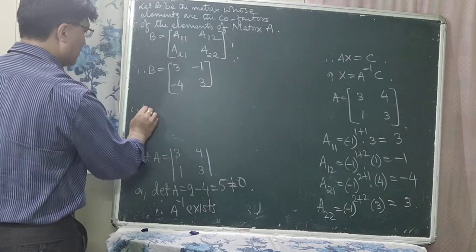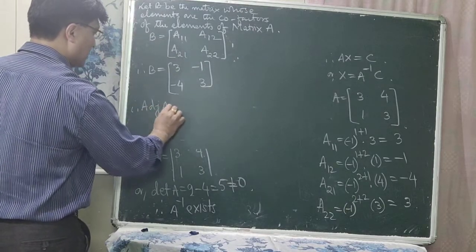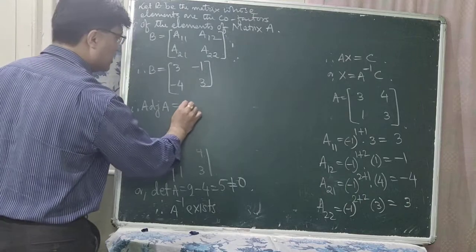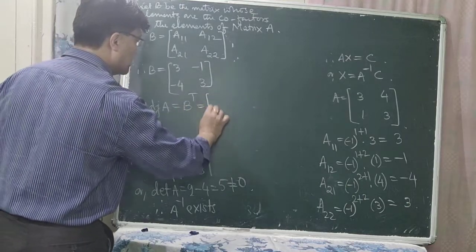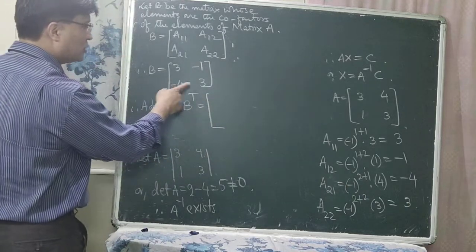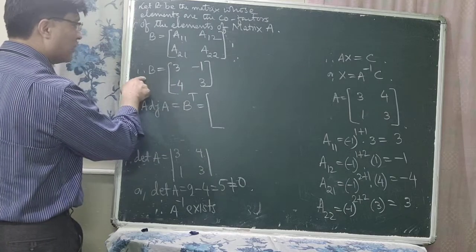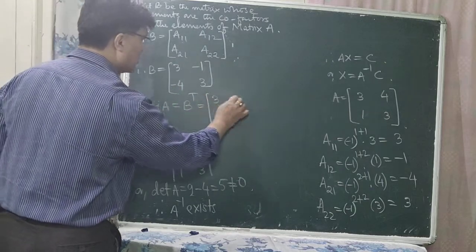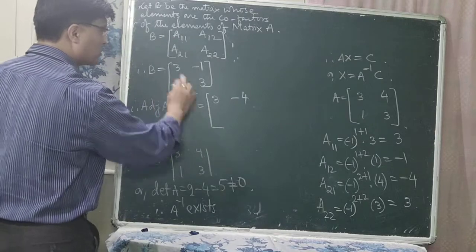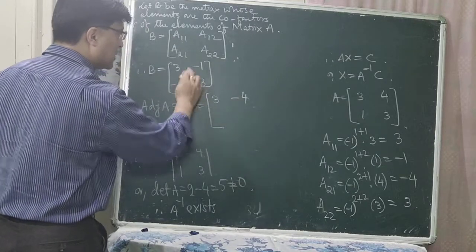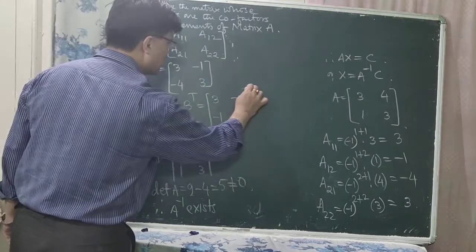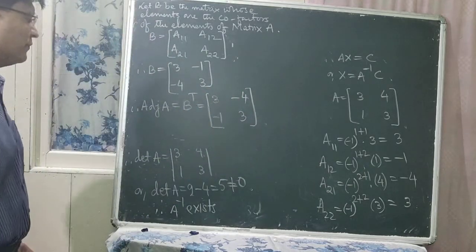Now we have to write down the adjoint of A. So what is the meaning of adjoint of A? It is the B transpose. You know that. What is B transpose here? You have to change rows into columns and columns into rows in matrix B. That means first column becomes first row, 3 minus 4. And this second column becomes second row, minus 1, 3. This is the adjoint of A.